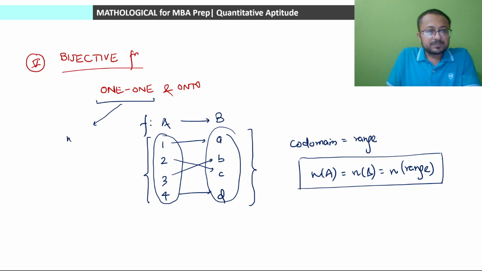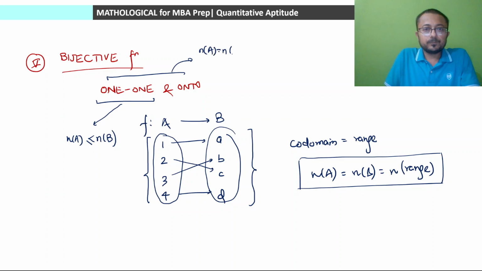सिर्फ 1 1 वाले केस में NA has to be less than or equal to NB. But if it is 1 1 as well as on to both, in such a case NA is equal to NB. Isn't it so? क्या ही क्लियर है? Is that much understood? ठीक है, तो अब एक क्वेश्चन कर लेते हैं.